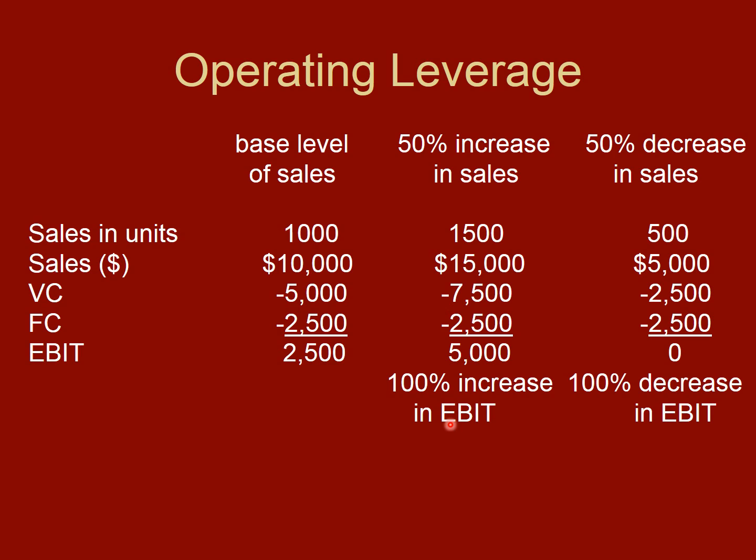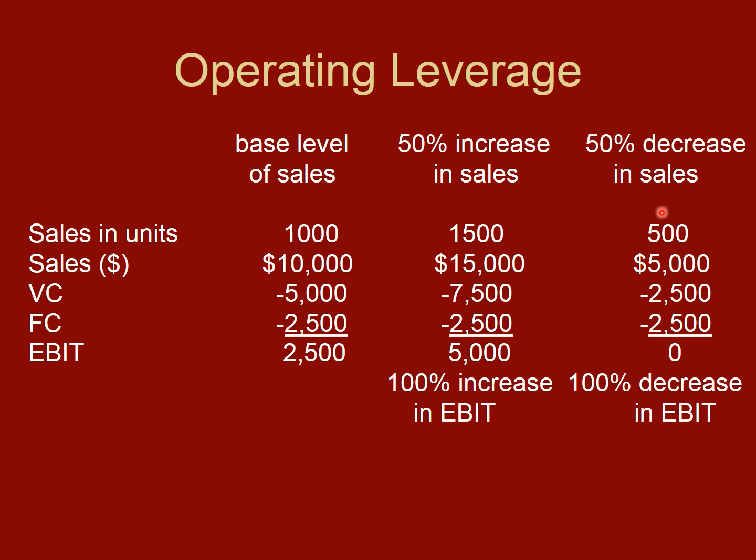Since that's a disproportionate change, we know that operating leverage exists. Now, this makes us happy. Operating leverage is a wonderful thing to have when sales are expected to increase, because for a 50% increase in sales, we're going to double our earnings before interest and taxes. So that's a great thing when you're on the upswing. However, if you're on the downswing, it's not so great.